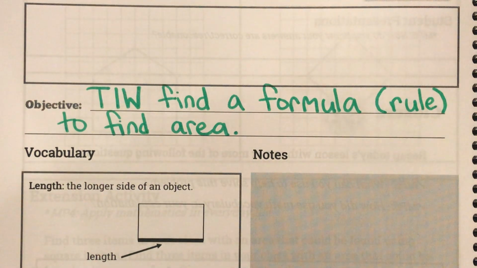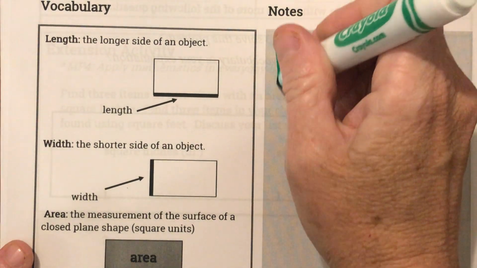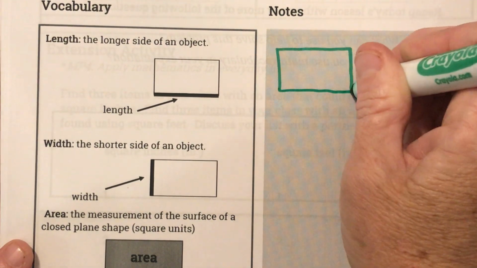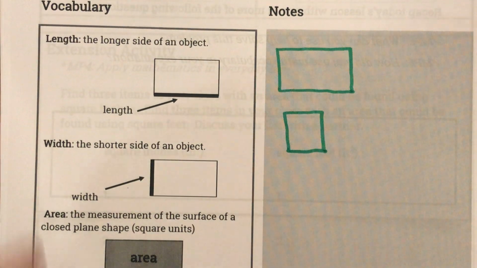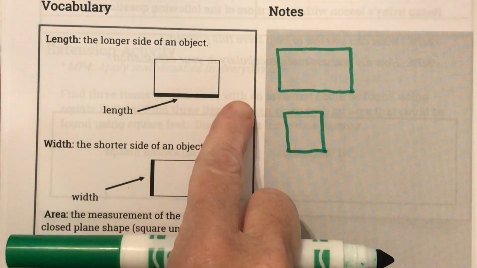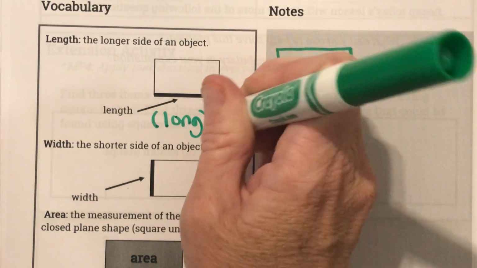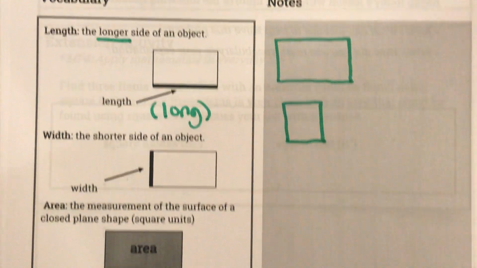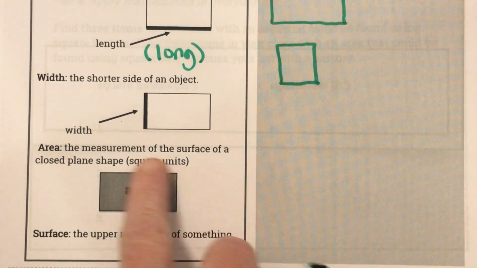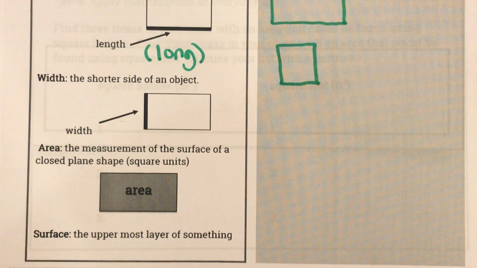Okay, so we do have some vocabulary today. Now we're still doing area with rectangles. Remember when we first did area, we said all of our area is going to be rectangles or squares, which squares also are rectangles. They're just special rectangles. So our first one is length. Length is the long side, which is easy to remember because L and L. So length is our long side. And then width is our shorter side. And then they just remind us what area is. The area is going to be the space inside this flat shape, okay?